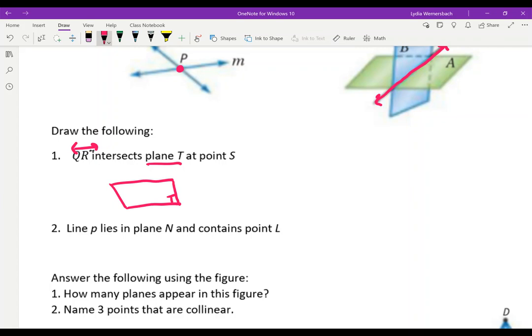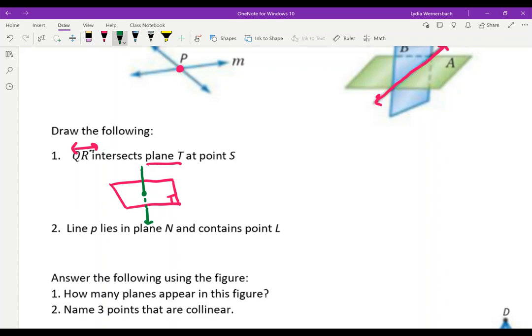And we know that this line is intersecting just at point S. So we know it's not on the plane. It doesn't look like that. It's just going through the plane. So again, we have to use our imagination. So let's say we have this line and it's hitting the plane. And then I'm going to draw some dotted lines to show it's going beneath the plane.